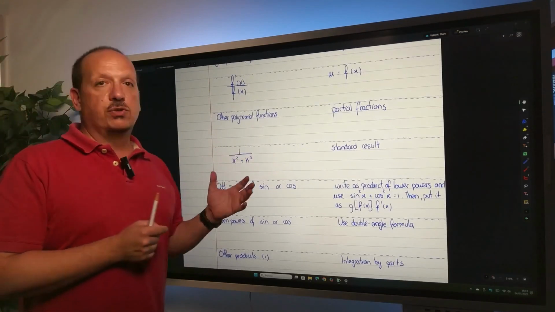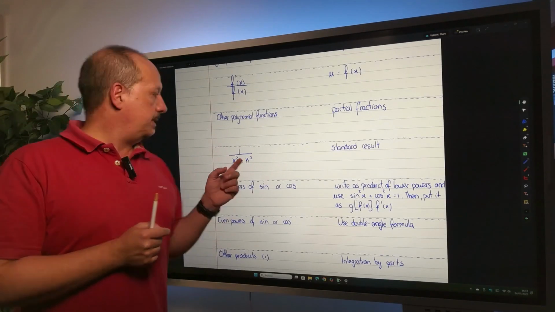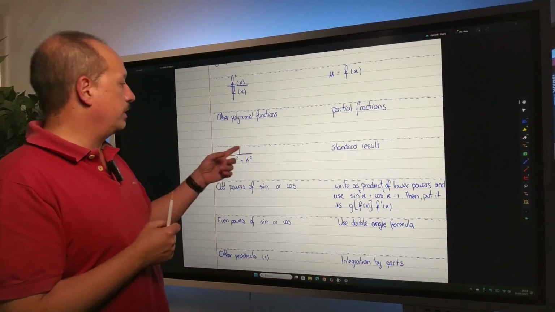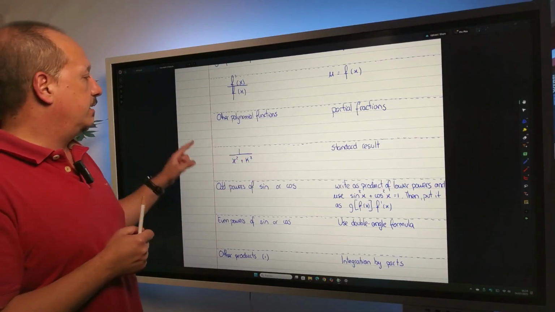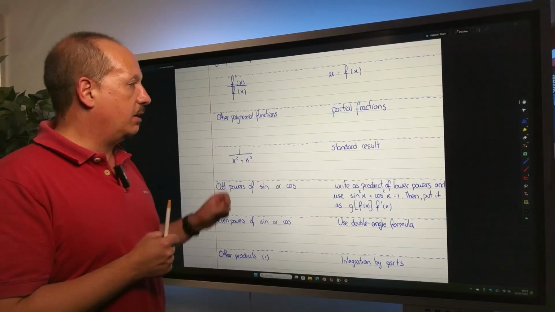Then you have the standard result. You should always be aware of it. If you have something like this or something that can be easily transformed into this, don't forget what this is. If you integrate this, you're going to have tan negative 1 of x.